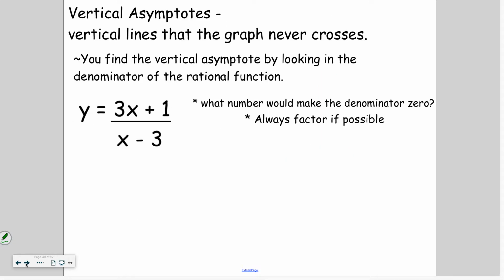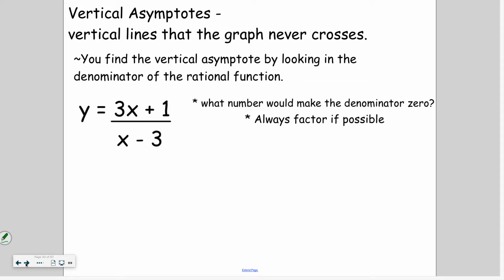So vertical asymptotes are vertical lines on the graph at the x value. So they will never touch that x value. You're going to find the vertical asymptote by looking at the denominator. But remember, we need to factor first. Okay, always factor first. But we're going to find the value that we could plug in to the denominator to make it 0. All right? That's why we are solving the denominator. We want the denominator to be set equal to 0.